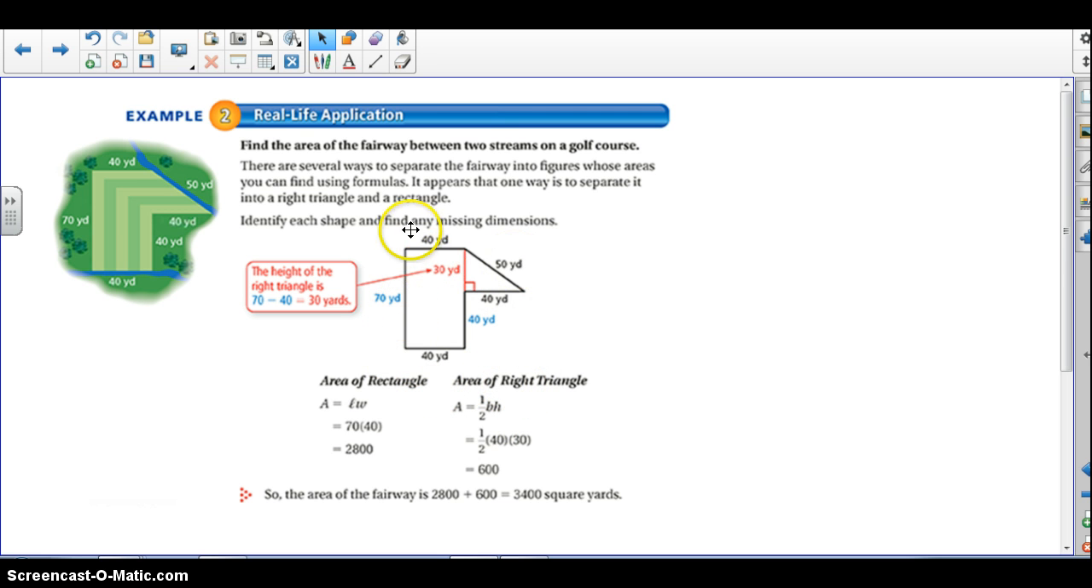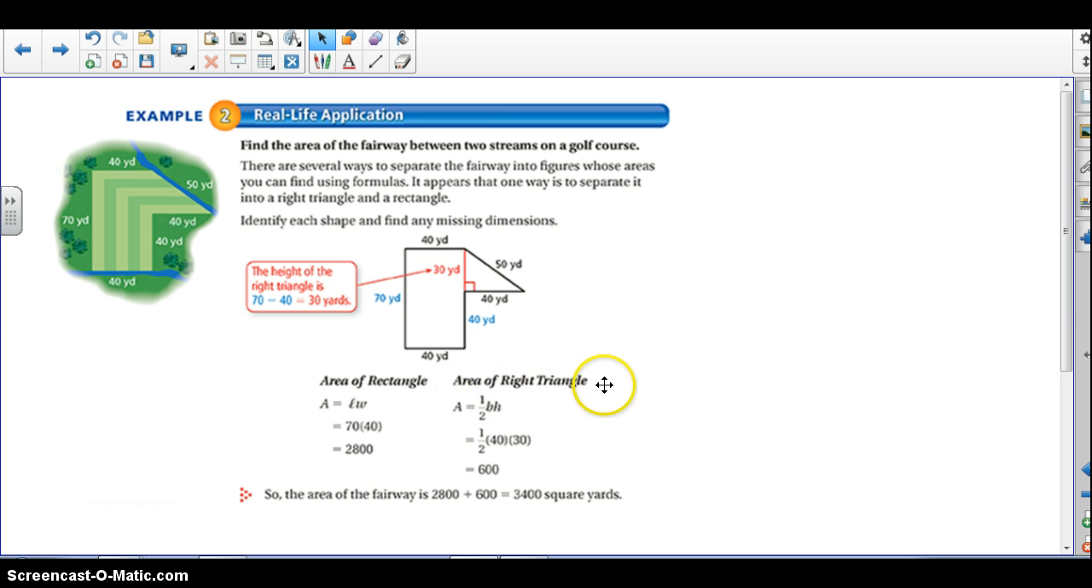In this case, we're going to look at what they did. They did a triangle and they did a rectangle. Keep in mind when you're doing a triangle, from the base to the top vertex is your height. So you have the area of the rectangle. They wrote down the formula, inserted the variables, and came up with an answer.